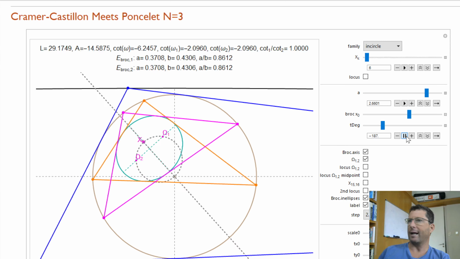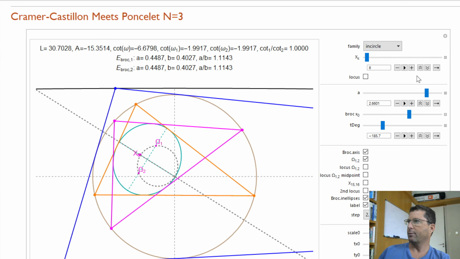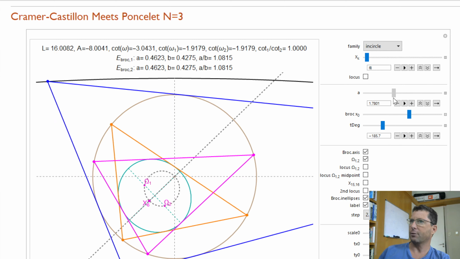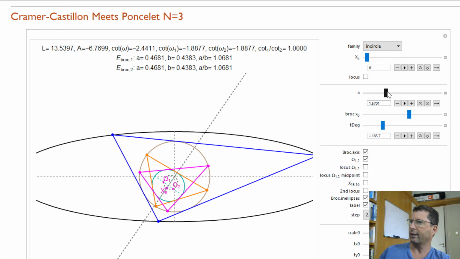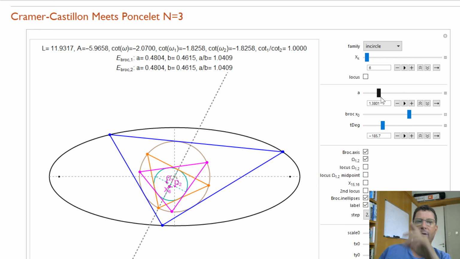Okay, now let's look at what happens, and let's bring our aspect ratio closer to 1, so this thing is not so eccentric. Okay, now let's look at what's happening. By the way, I'm not going to go into this, but the locus of my Brocard points is not an ellipse. The locus of the center of my Brocard in ellipse is an ellipse, but the locus of the Brocard points themselves, or the foci, are not ellipses.